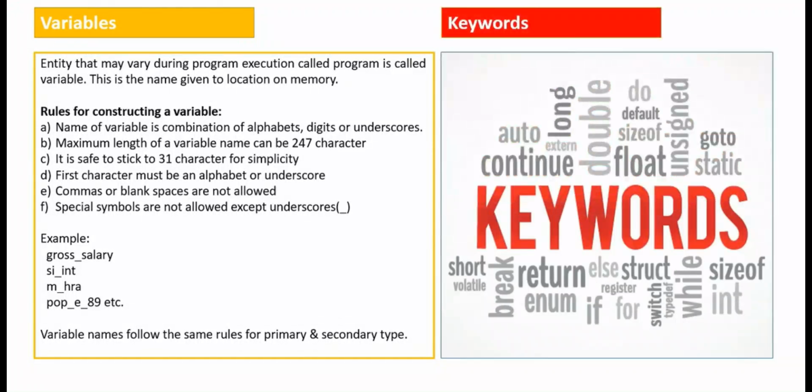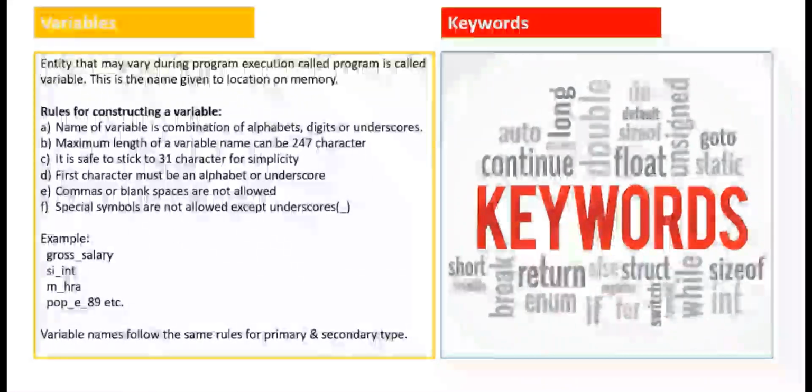Finally, the keywords. Now keywords are the reserved words that have some specific meanings that are understandable by the compiler itself. So in the figure you can see there are 32 keywords available in C language, like auto, break, case, char, const, continue, default, do, double, else, enum, extern, float, for, goto, if, int, long, register, return, short, signed, sizeof, static, struct, switch, typedef, union, unsigned, void, volatile, while.